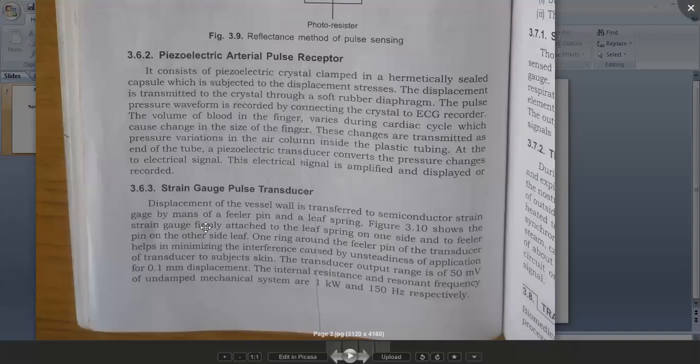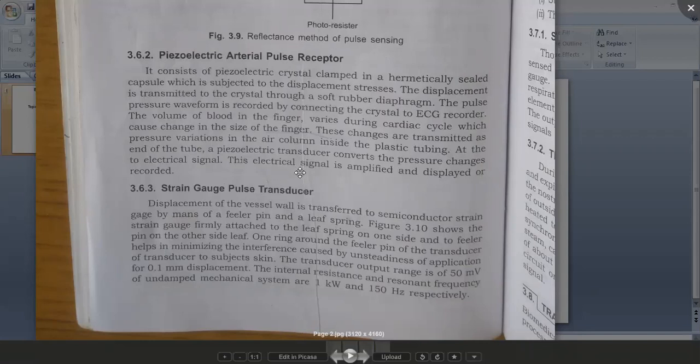So the output of the piezoelectric crystal will reflect how much pressure variation there is in the object. Here, object means the finger. And that electrical signal is amplified and displayed or recorded. We can get the output in the form of a display, or we can record it.